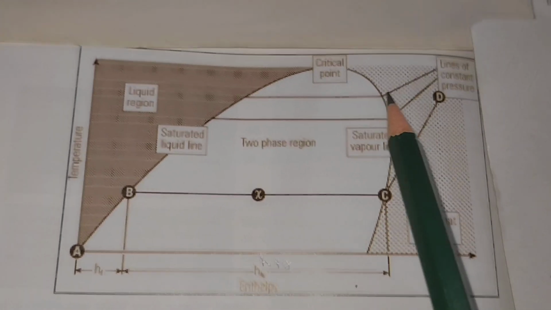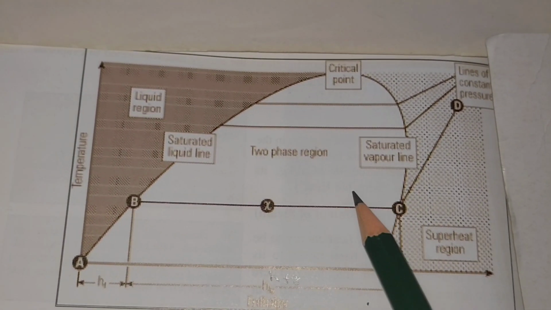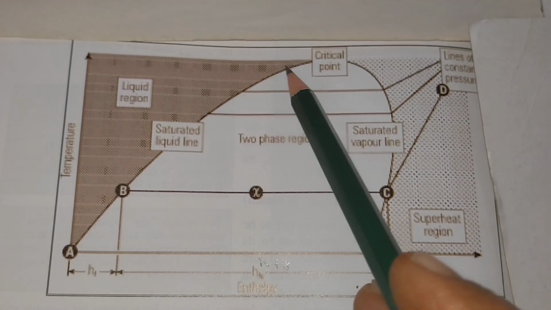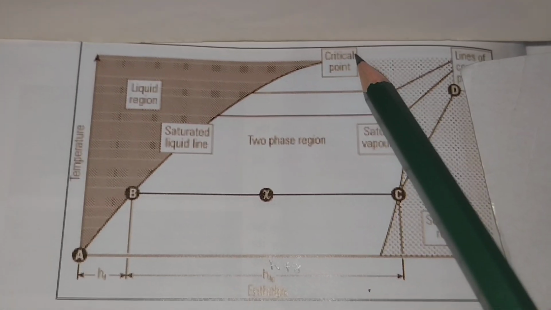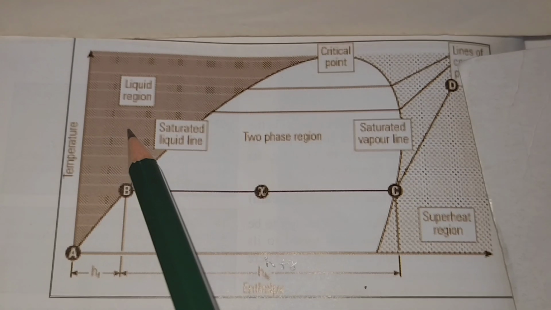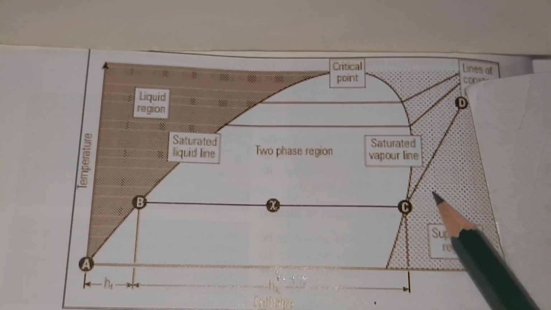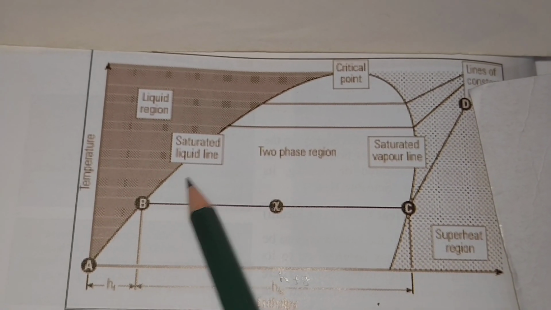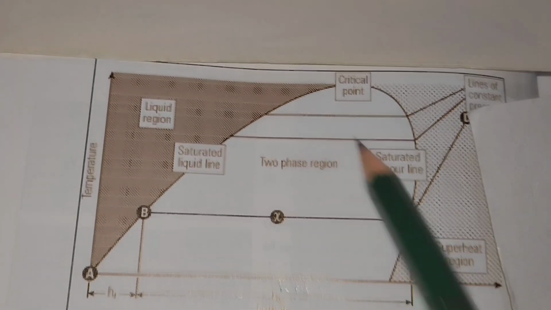These are the lines of constant pressure. The horizontal lines are the lines of constant pressure. This is the saturated liquid line and this is the saturated vapor line. Left of the saturated liquid line is the liquid region, and right of the saturated vapor line is the superheated steam region. The white portion is the saturated steam region.